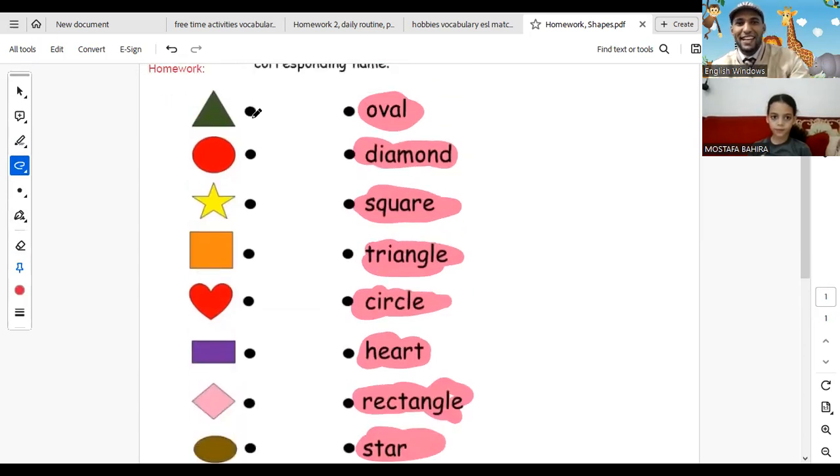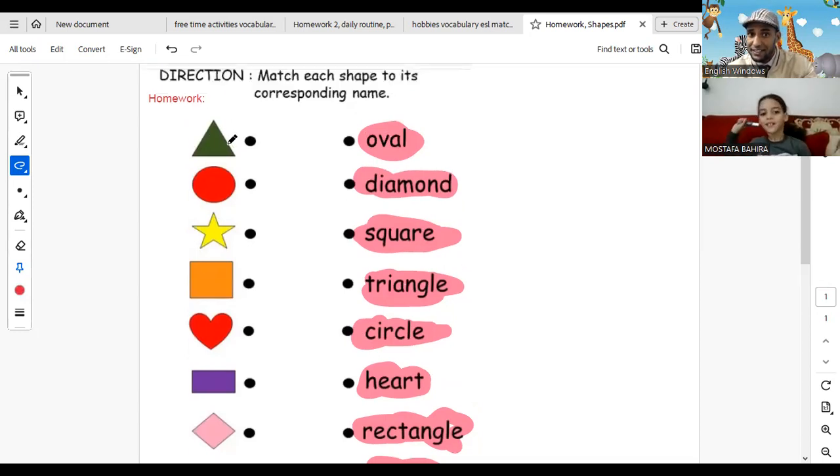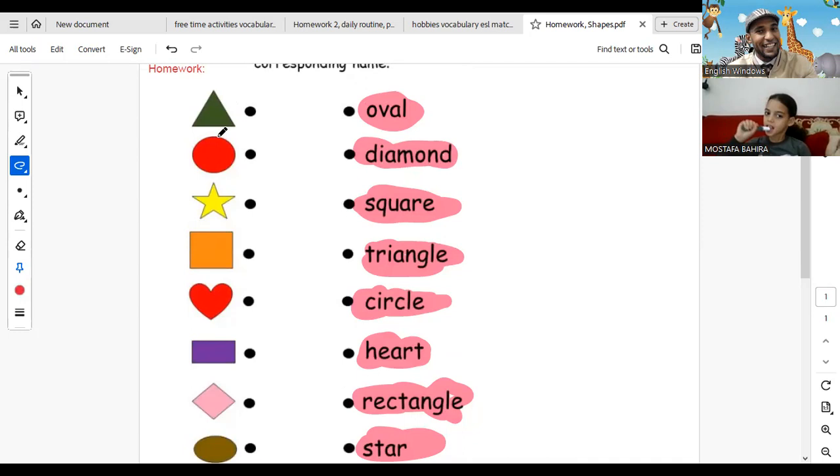Now let's start with number one, Amira. What do you think is the name of this shape? What is it? Is it oval, diamond, square, triangle, circle? Square? Not really, Amira. Is it square, triangle, or circle? Circle? Number one, this one. What is it? Is it square, triangle, or circle? This is a triangle. This is a triangle.